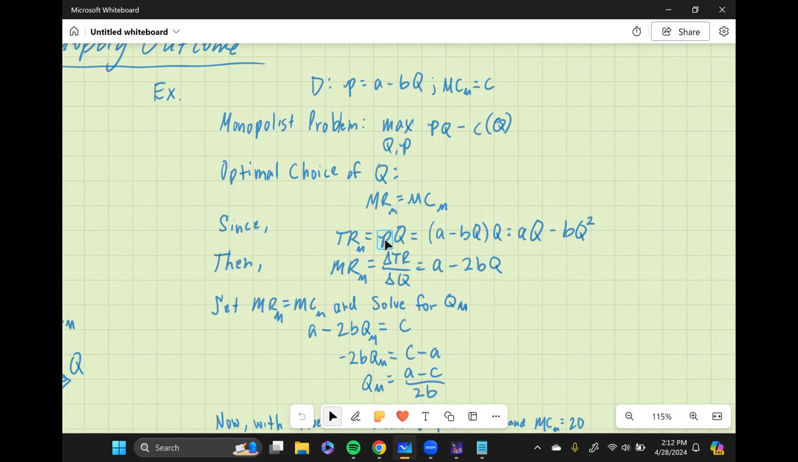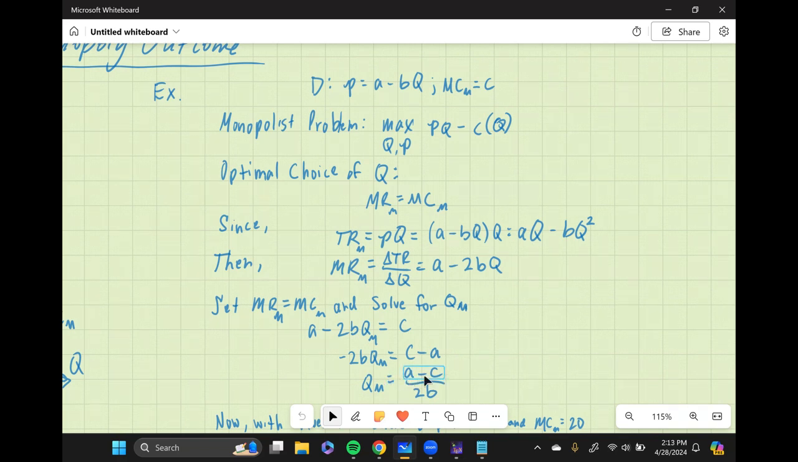Now we're going to derive marginal revenue, and to do so we take the derivative of total revenue with respect to Q. Obviously, since we don't require calculus for this version of intermediate micro, I would always give you the marginal revenue functions. But if we derive marginal revenue the mathematical way, it's just the derivative of the total revenue function with respect to Q. When we take the derivative, we get A minus 2BQ. That's marginal revenue. Then we set that equal to marginal cost, MR equals MC, and solve for QM. We get a really interesting outcome: the profit maximizing quantity for the monopolist is defined by A minus C over 2B.